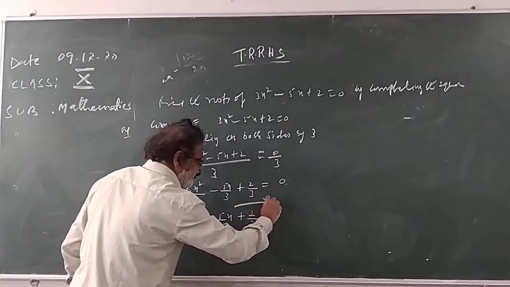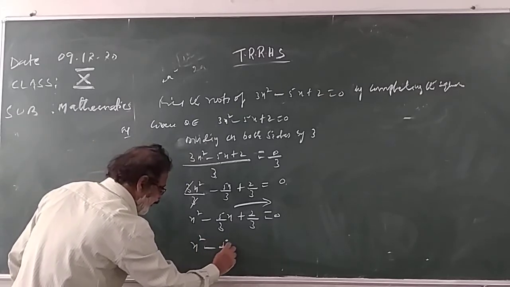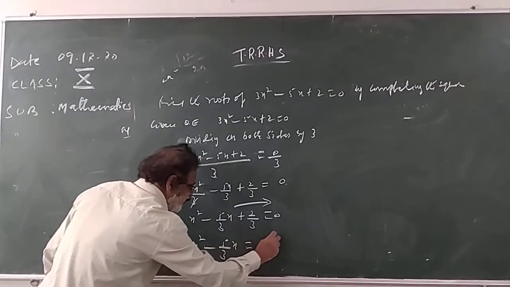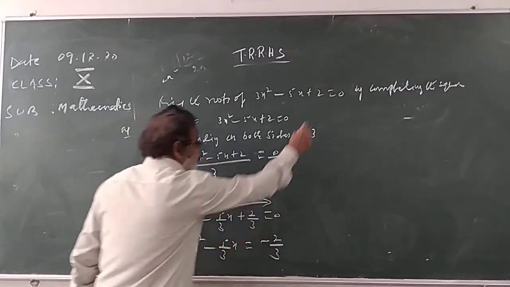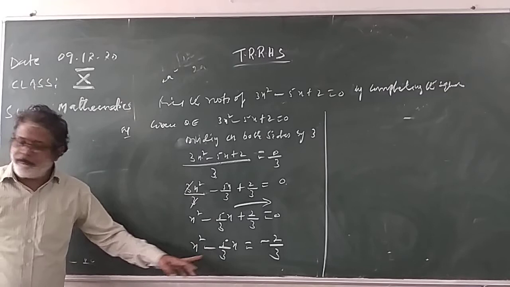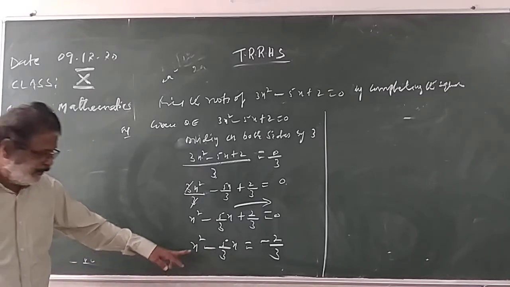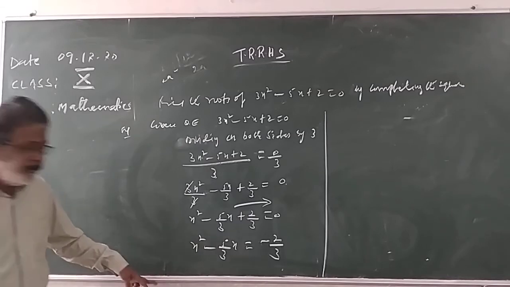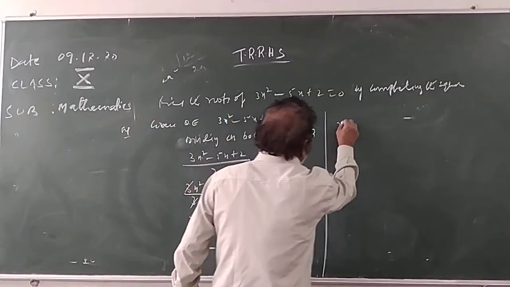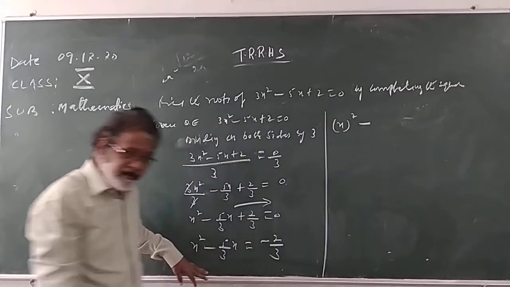Now plus 2 by 3, send to the right side. So x square minus 5 by 3x, plus 2 by 3 sent to the right side becomes minus 2 by 3. Now the left side is what? x square minus 5 by 3x is equal to minus 2 by 3. It is not a perfect square. x square is the perfect square. x square can be written as x whole square. x whole square minus this should be on the left side.